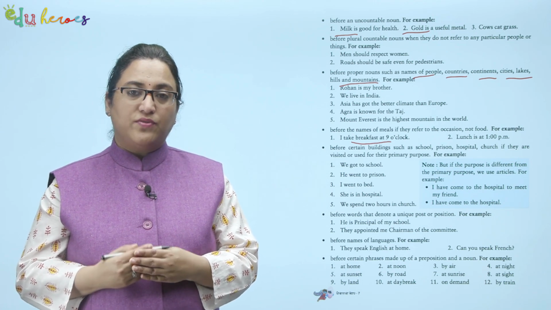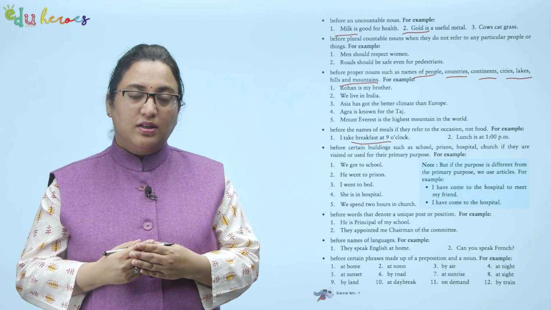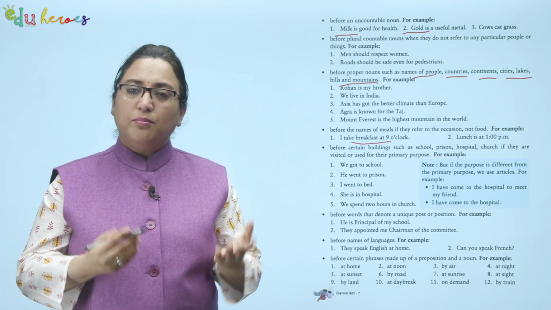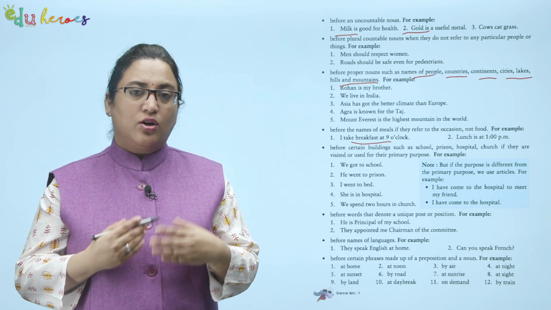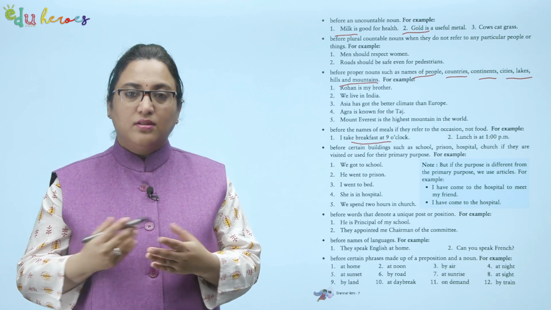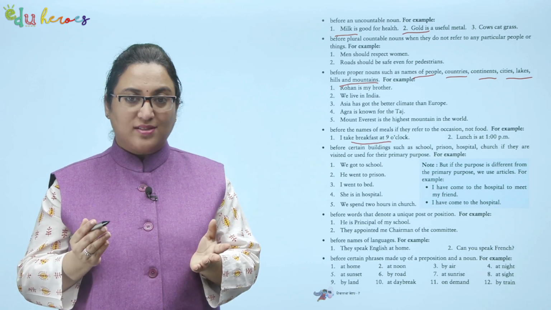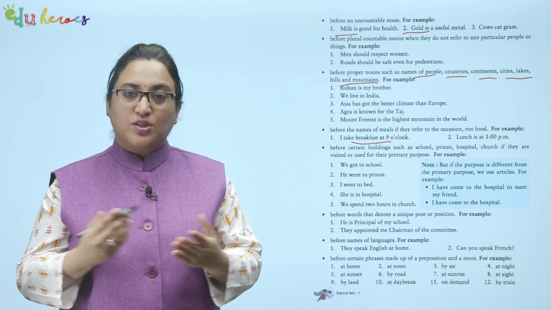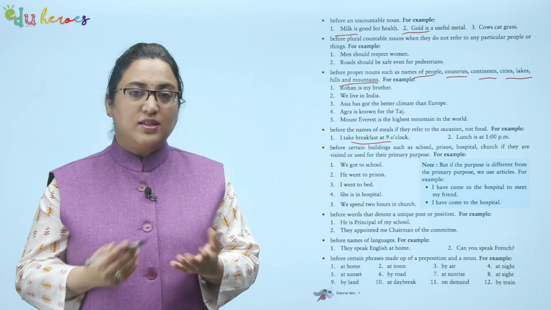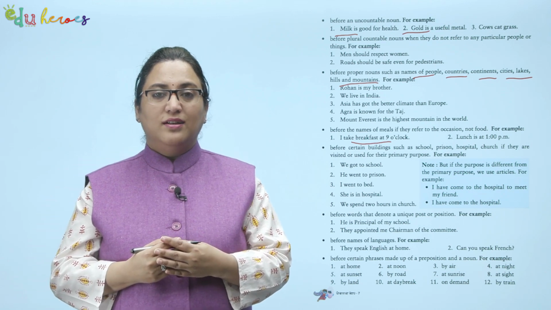If the purpose is different from the primary purpose or the main purpose of going to such places, we use articles. For example, I have come to the hospital to meet my friend. That is not the purpose we go to a hospital. This is a separate case where somebody is visiting or going to the hospital to meet his friend or a patient. So, this is not the primary purpose. I have come to the hospital. So, here you can see we have used the article the.